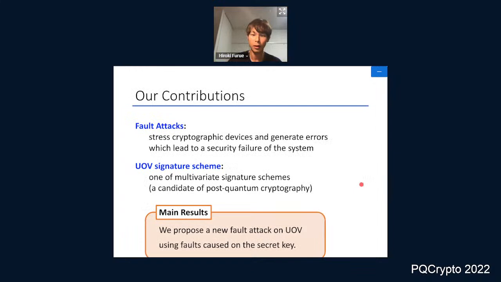This is about a contribution. Fault attack is one of the physical attacks that target cryptographic devices and generate errors which lead to a security failure of the system. And the UOV signature scheme is one of the multivariate signature schemes. And this is our main result. We propose a new fault attack on the UOV signature scheme using faults caused on the secret key.